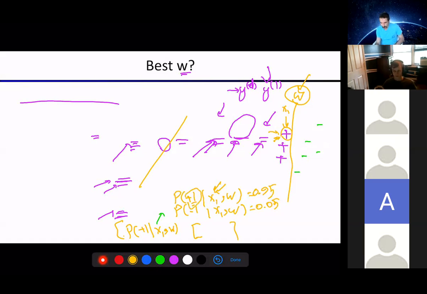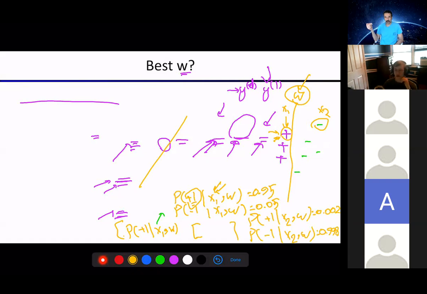The probability distribution for another example is different. If this is X2, then the probability of +1 given X2 and W, with the same W, could be like 0.002, and the probability of -1 given X2 and W might be 0.998. Something like that. Does it make sense?